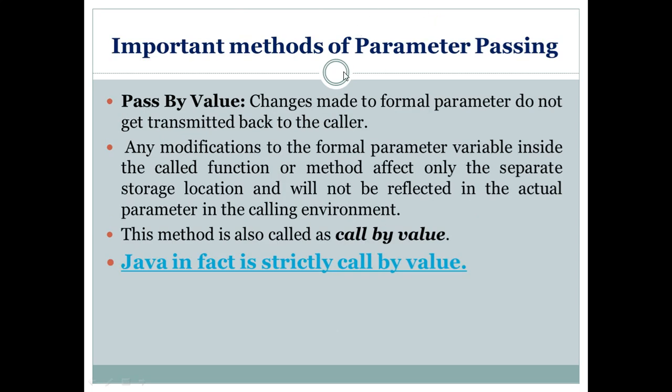So how to pass the particular parameters? Pass by value and pass by address. So there are two ways. Pass by value means what? Changes made to a formal parameter do not get transmitted back to the caller. Right? So any modifications to a formal parameter inside a called function or method affect only a separate storage location. It will not be reflected in the actual parameter. Java is strictly call by value.